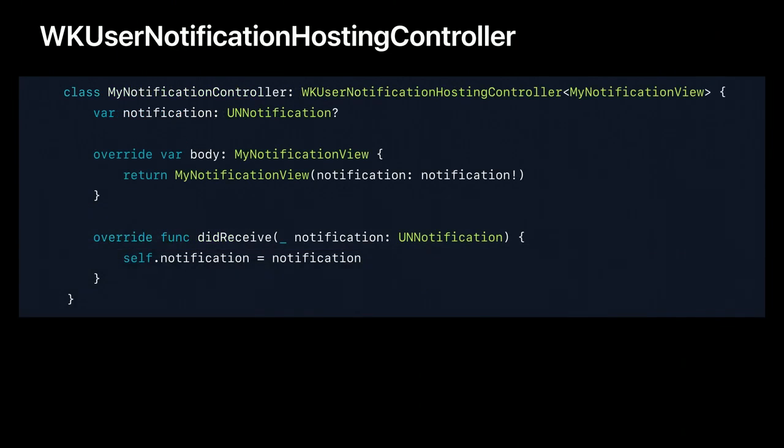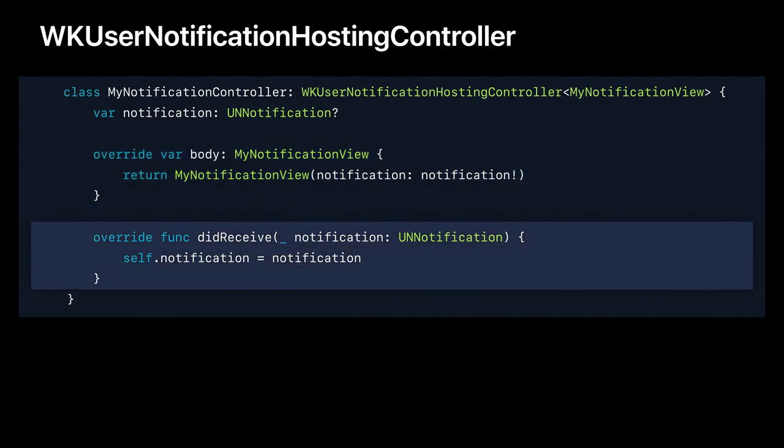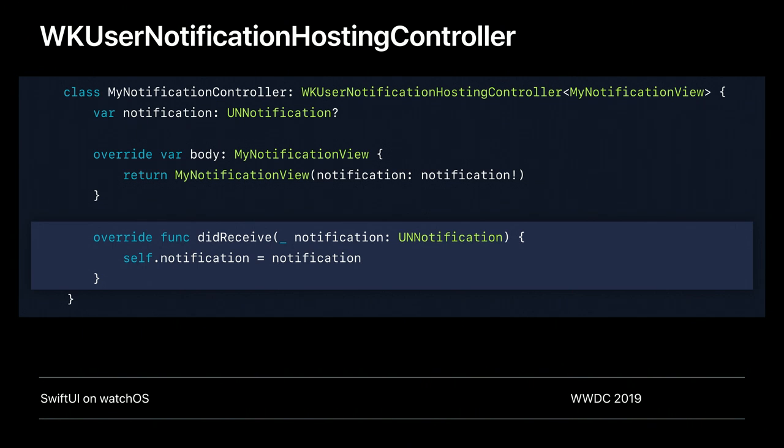It is also easy to use SwiftUI content in dynamic interactive notifications. For this, we use the WKUserNotificationHostingController. And again, we first return the SwiftUI view from the body. And this body gets updated every time the didReceiveNotification method is called. To learn more about building watch apps with SwiftUI, check out the SwiftUI on watchOS session.